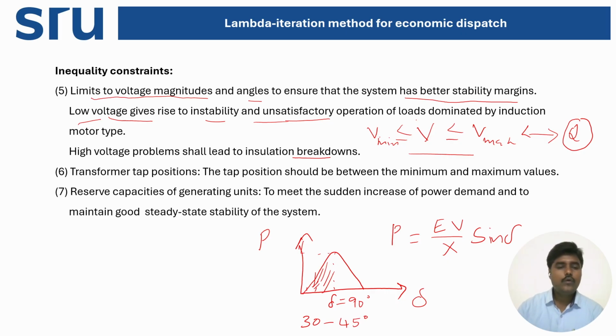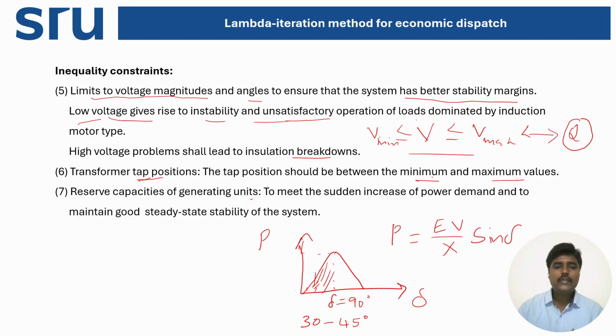Then the next inequality constraint is transformer tap positions. The tap position should be between the minimum and maximum values. So generally the transformer tappings are provided to have variable voltage output. So you can take whatever voltage you want between the minimum and maximum values based on the tap position as you require. And the reserve capacities of generating units.